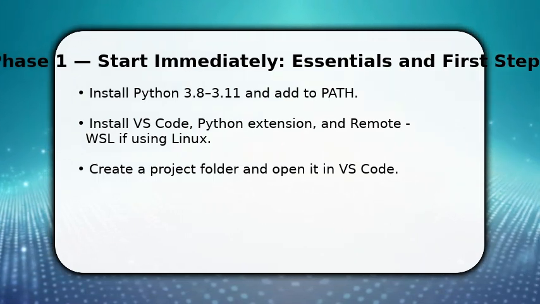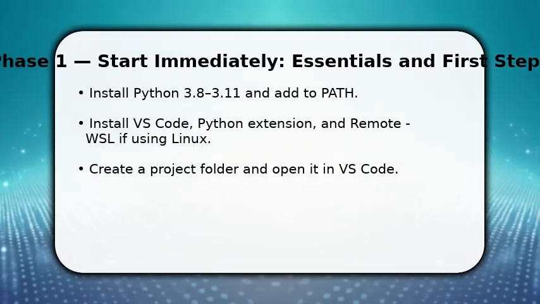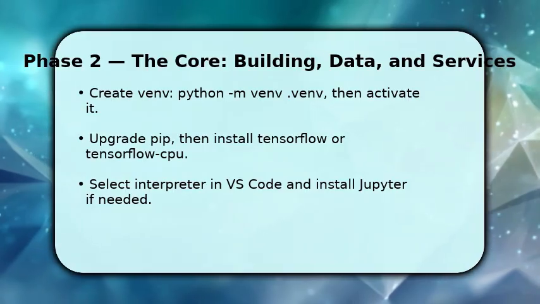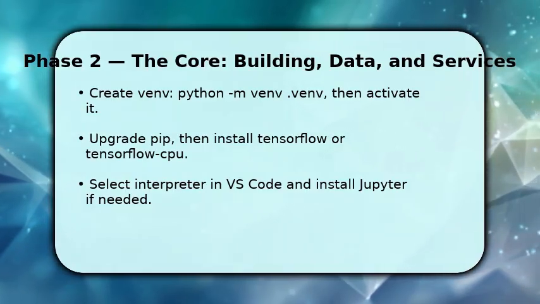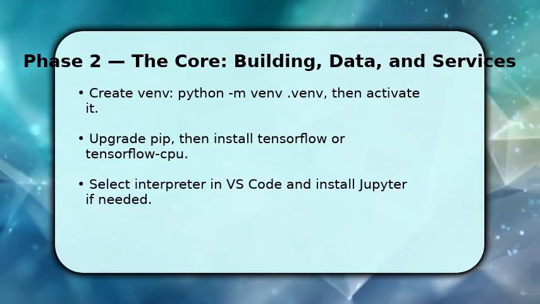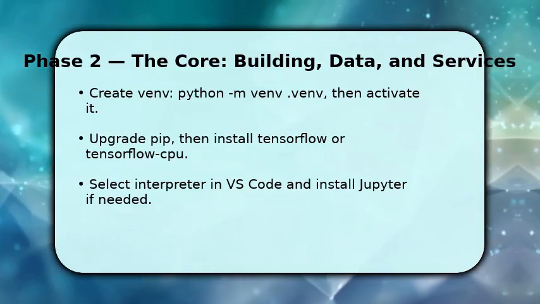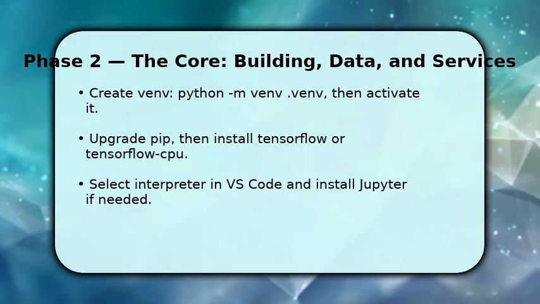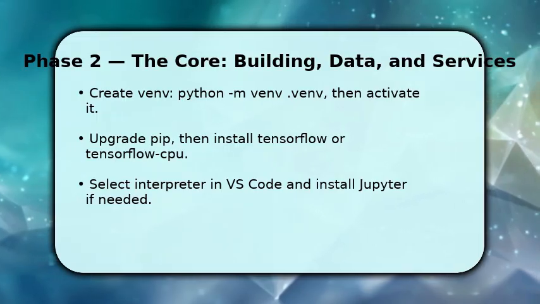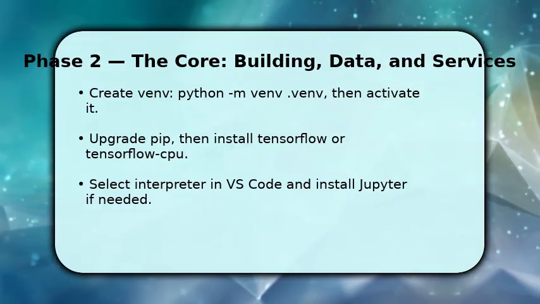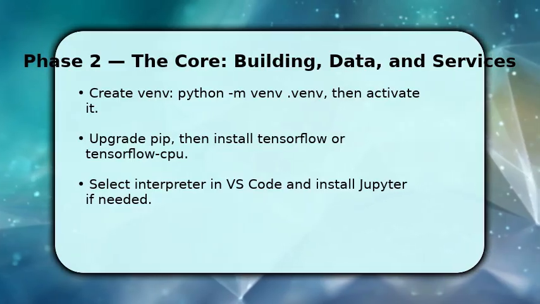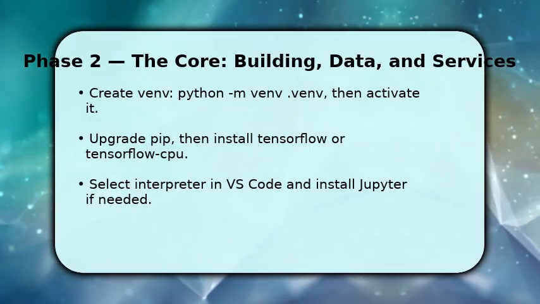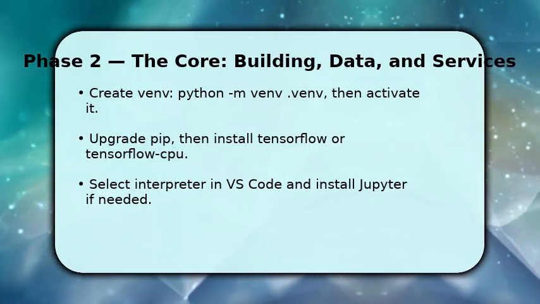Now create and activate a virtual environment using python -m venv venv, and source venv/bin/activate or venv\Scripts\activate. Next, upgrade pip and install TensorFlow with pip install --upgrade pip, then pip install tensorflow, or pip install tensorflow-cpu for machines without a GPU. Make sure to select that virtual environment as the VS Code interpreter. This ensures linting, debugging, and the terminal use the same Python.